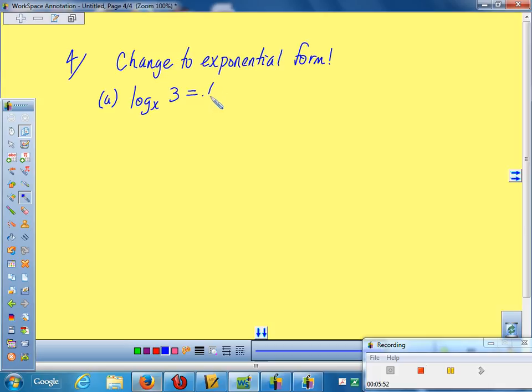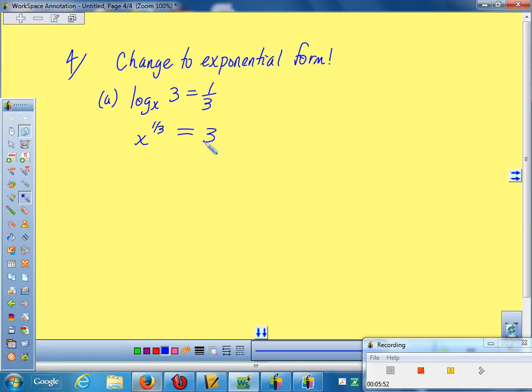Okay, so you look at it, you've got a log on one side. When I change the exponential form, ask yourself which number is always the base. The little number is the base, and it's always x. The power is 1/3. Logarithms represent exponents, so that's the exponent. So it's got to equal 3.